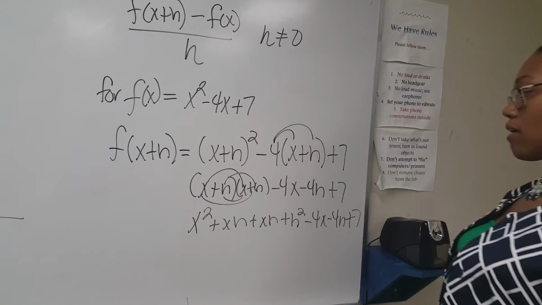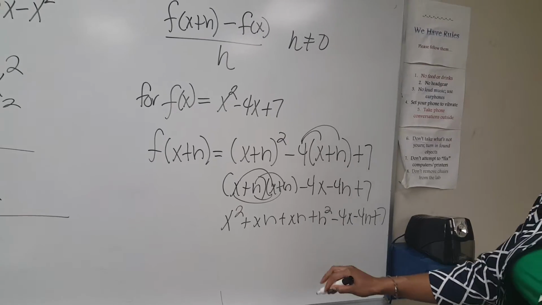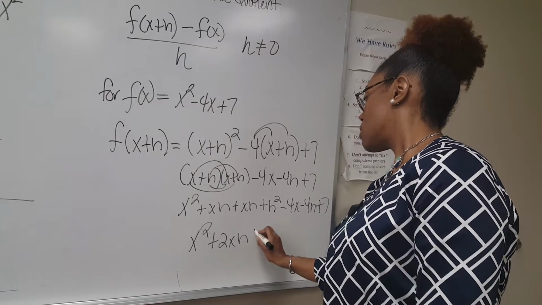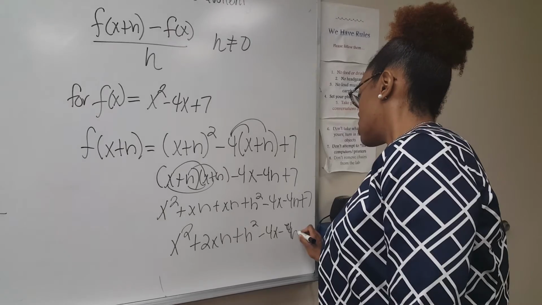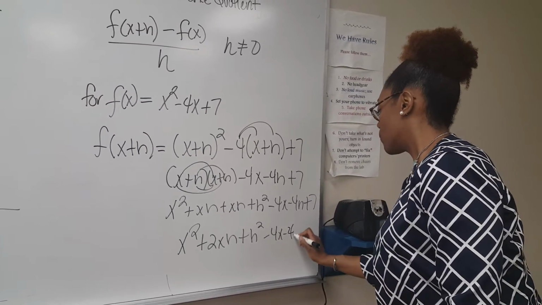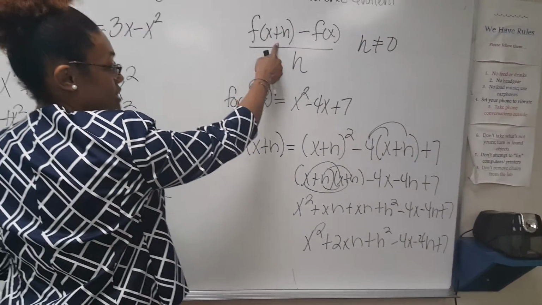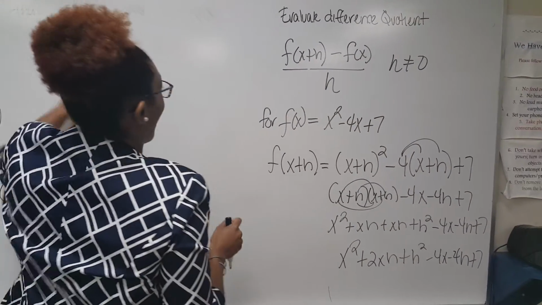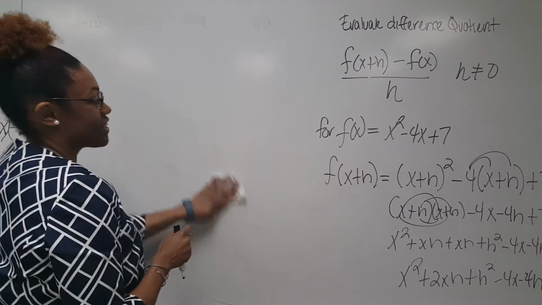Right? So if I can combine some of my like terms, the xh can be combined. So that gives me x squared plus 2xh plus h squared minus 4x minus 4h plus 7. That looks horrible for you, huh? So now with that being said, I found just the f of x plus h, right? I need to combine all of that together for the function.